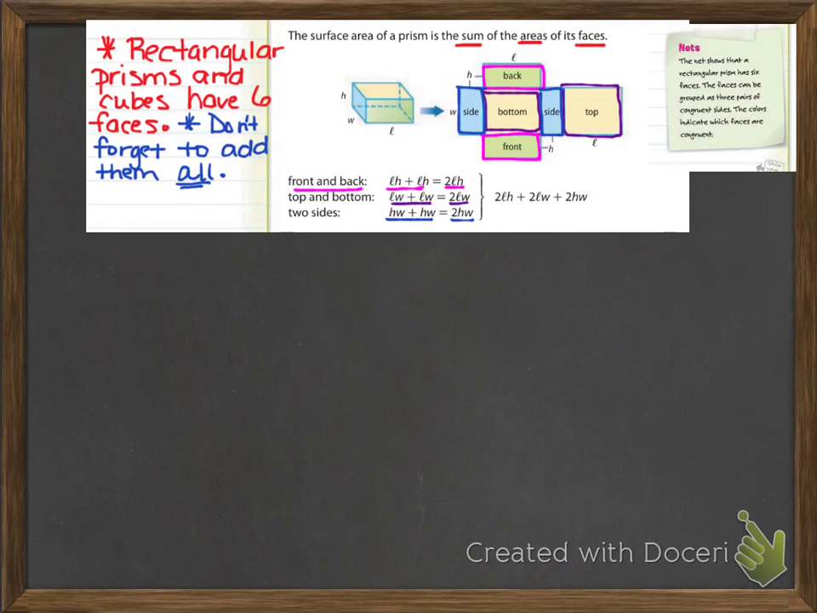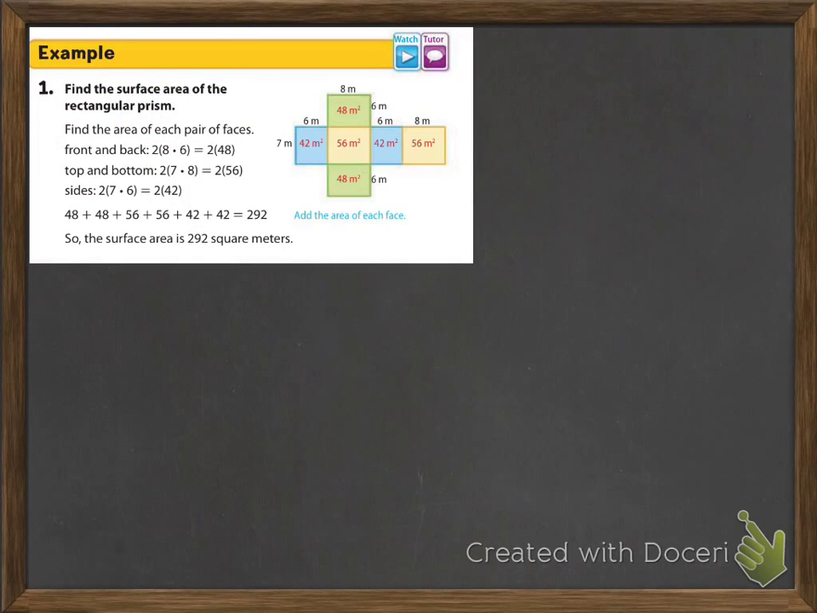You just want to make sure that you understand where each of these is coming from. The net shows that a rectangular prism has 6 faces. So 6 faces, you want to underline that. The faces can be grouped as 3 pairs of congruent sides. The colors indicate which faces are congruent. And remember, congruent means same size, same shape, same dimensions. So now we have our first example.